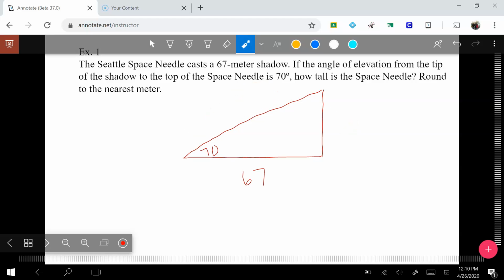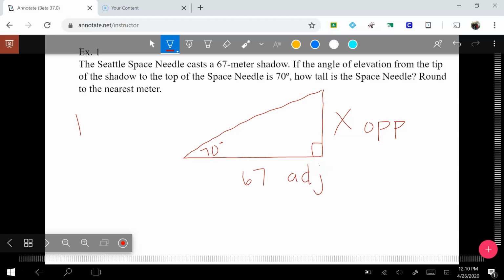Now think about how tall you are. You're going to measure your height going straight up. So where I'm going to put my X is going to be right there, because that's how I measure how tall. So now I have my right triangle. Now that I have my picture, that was the hardest part. So now I'm just doing what I did last week. So I have my angle. This side is my opposite, and this side is my adjacent.